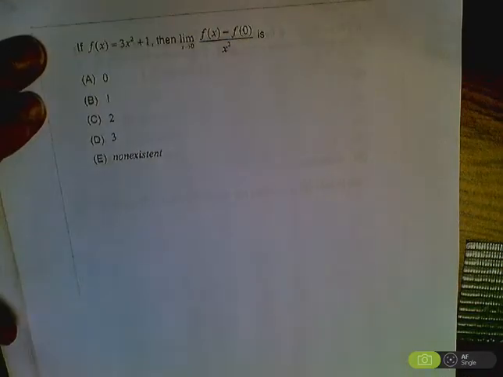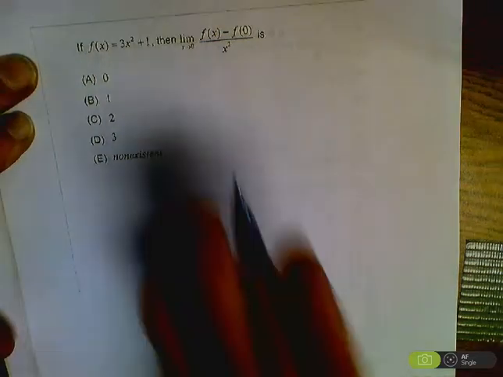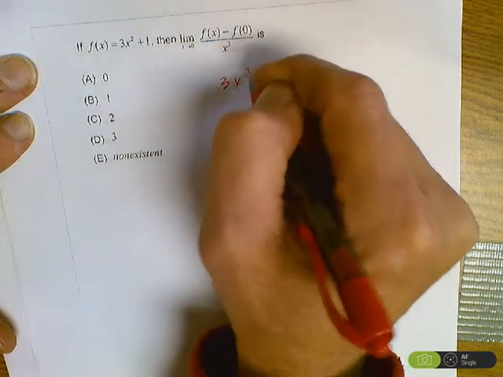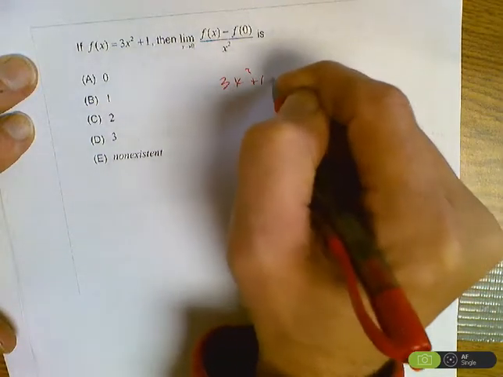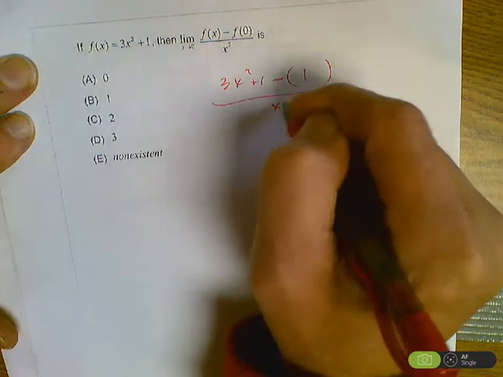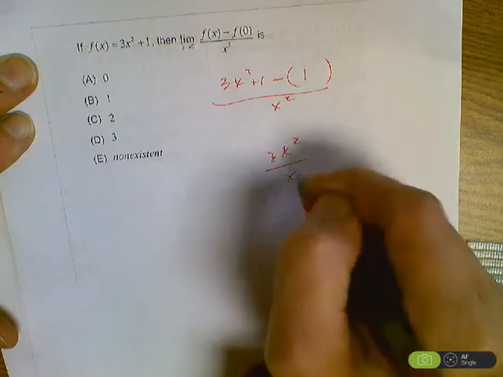Okay, next one. We're doing a limit of just whatever this is. So I'm going to plug and chug. I'm going to say 3x squared plus 1 minus f of 0 is just 1 over x squared. So this is going to be 3x squared over x squared.